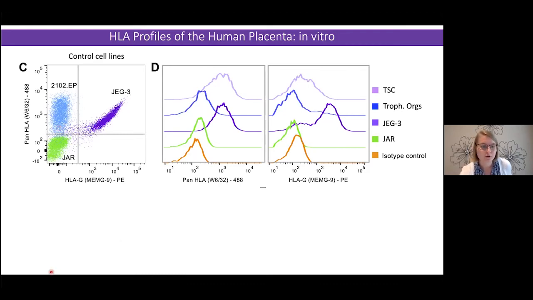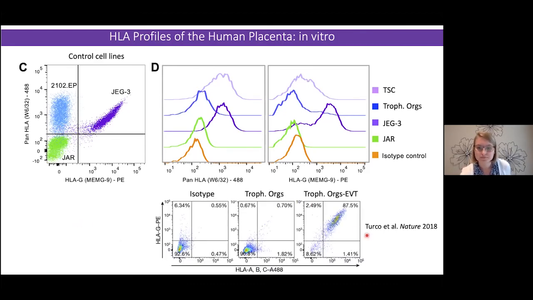And just to show for background as well, the trophoblast organoids do upregulate HLA-G, but only when induced to differentiate to extravillous trophoblast. So you see that the trophoblast organoids really work in between these two properties of JAR cells, which are like villous-like cells, and then JEG3 cells, which are like extravillous-like cells.